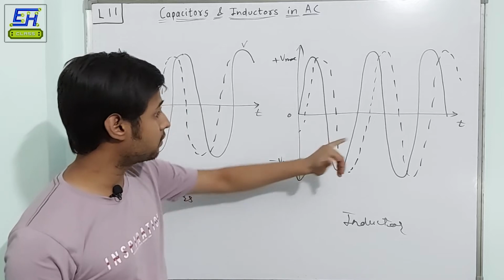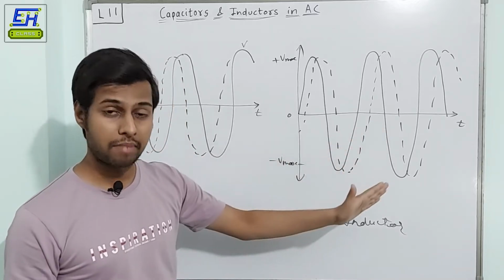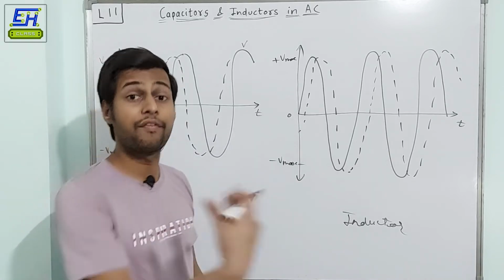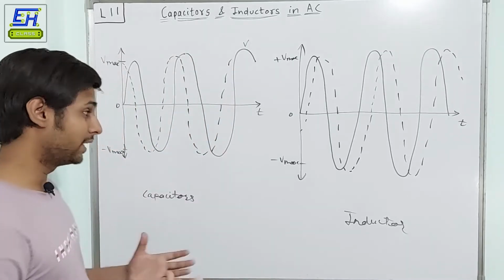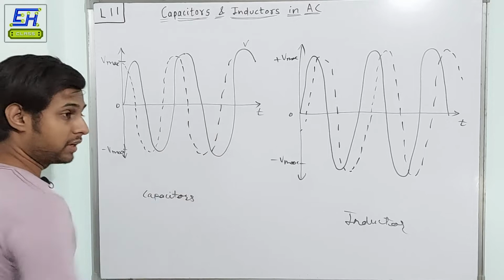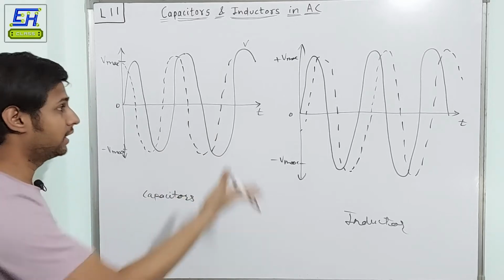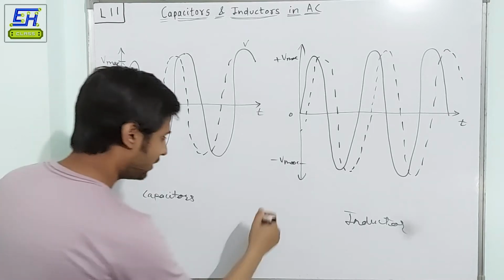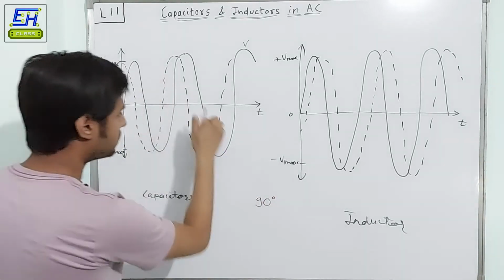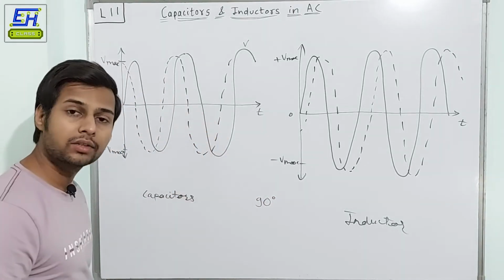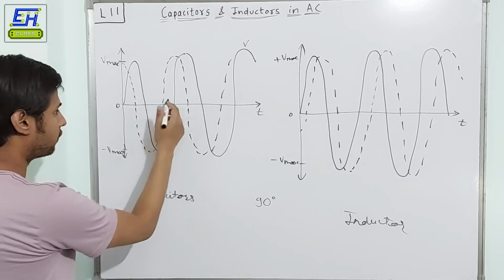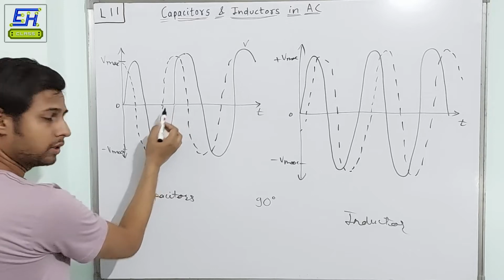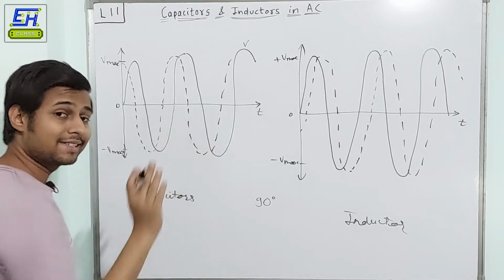So that's why the current waveform is delayed by a certain angle, or by a certain distance, by a certain phase. It is also said that the phase difference between voltage and current in an inductor and capacitor is actually 90 degrees. Even here you can observe, this is the 0 position, and this difference is pi by 2, that is 90 degrees.